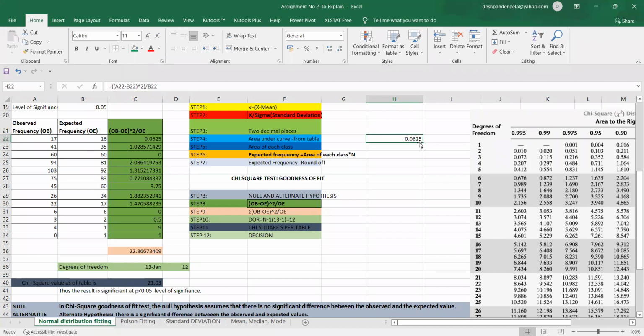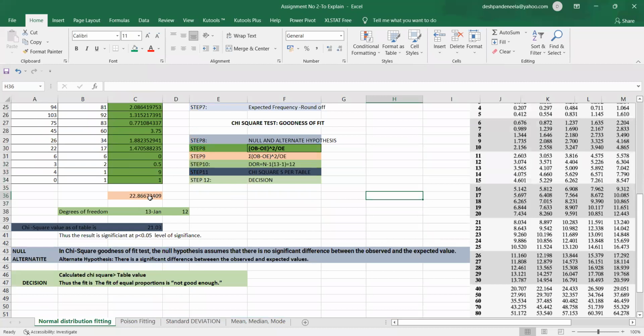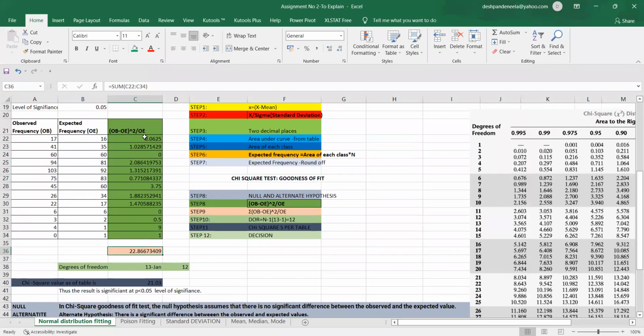Now I've got this, just go here, drag it down. Is it the same thing? Yes. So I got this formula in this particular cell. Now what I will do is take a sum of all this. So what will be my formula here? Is equal to sum C22 to C34. You can check it out, the cells are highlighted here.